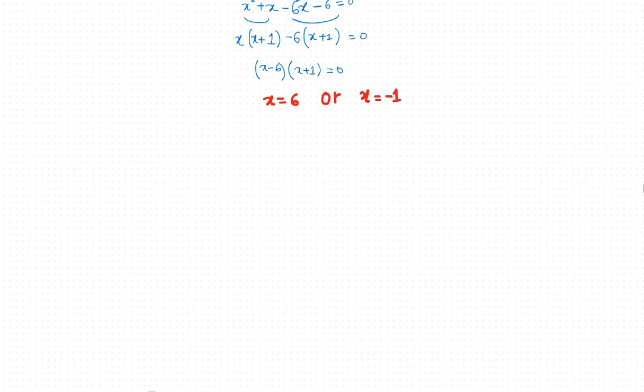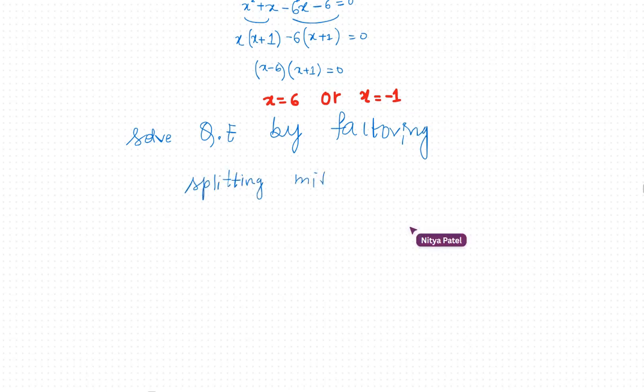So this is called factoring. Solve quadratic equations by factoring. Factoring, or we say splitting the middle term. That's what we are doing, right? The middle term has been split into two terms.